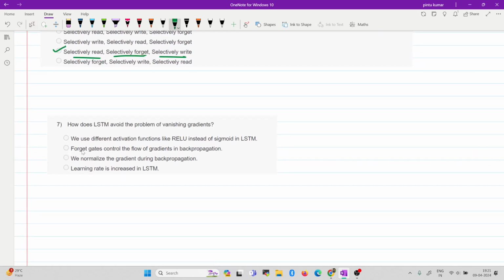And this last point we just discussed: how does LSTM avoid the vanishing gradient problem? It uses forget gates to control the flow of gradients in backpropagation. So B is correct over here. Any doubts?